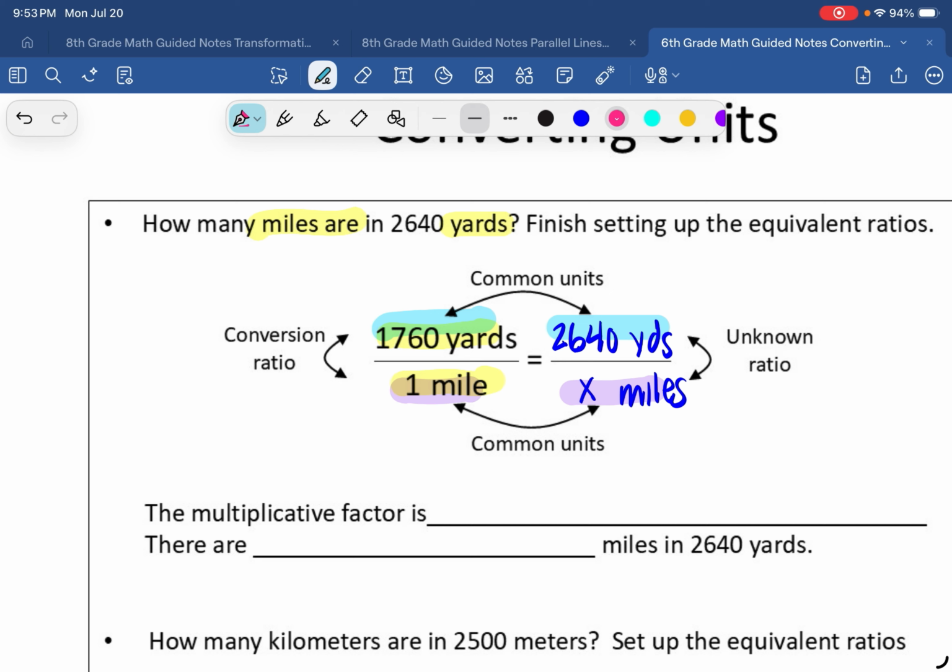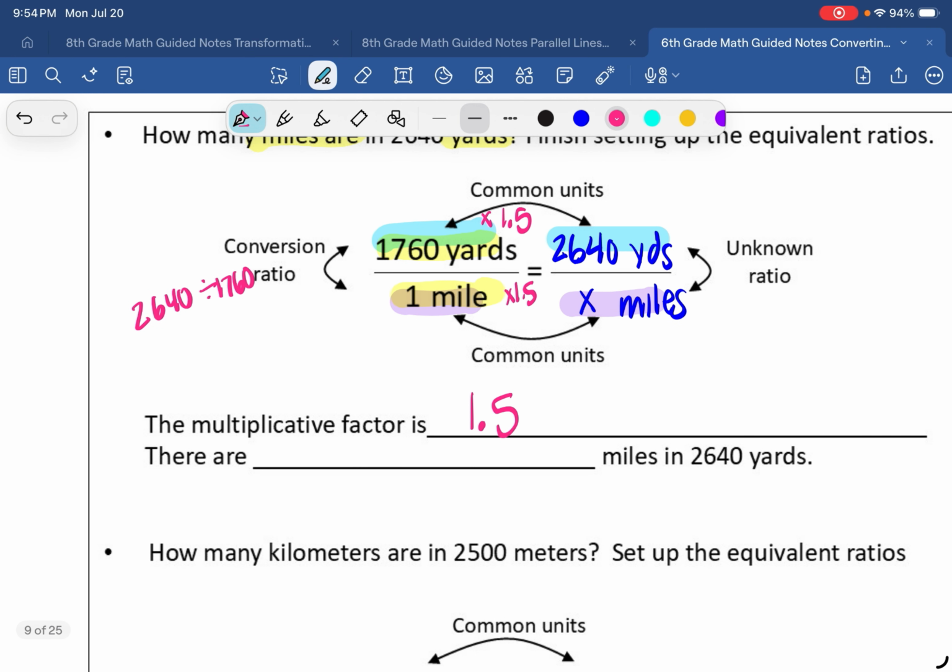I need to figure out the multiplicative factor between 1,760 and 2,640. If I don't know what the multiplicative factor is, because I don't usually deal with those numbers, you can always divide. So you would take 2,640 and divide it by 1,760 and see what that gives you. If I divide that out, that gives me 1.5. So my multiplicative factor is 1.5. So I'm going to multiply 1 mile times 1.5, and that's going to give me 1.5 miles in 2,640 yards.